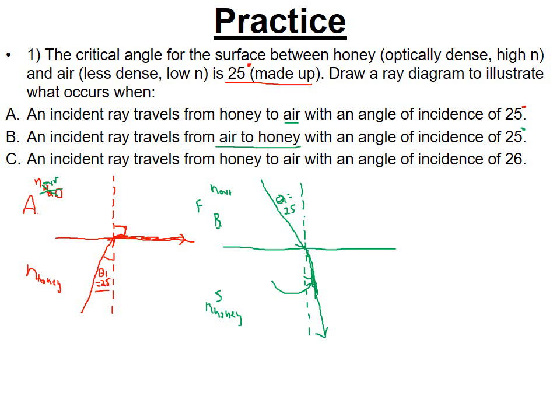In the last scenario, we have a light ray traveling from honey to air with an angle of incidence of 26 degrees. So now we'll draw the interface between honey and air. We'll draw our normal, 90 degrees to that interface.